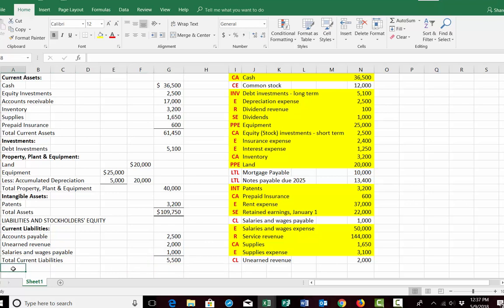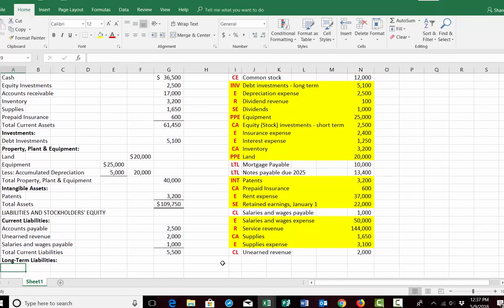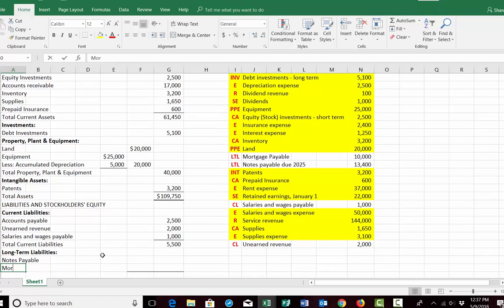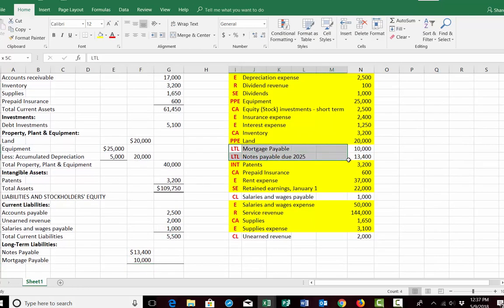All right, now we have long-term liabilities. Okay, so what kinds of long-term liabilities do we have? We have a mortgage payable, and a notes payable. So let's put the largest one first. We'll put notes payable, and then we'll put mortgage payable. Okay, so our notes payable is 13,400 and our mortgage payable 10,000. And then let's highlight these. We took care of all of these.